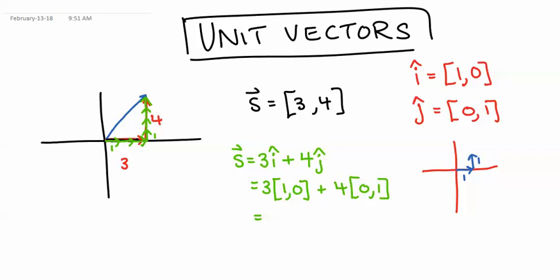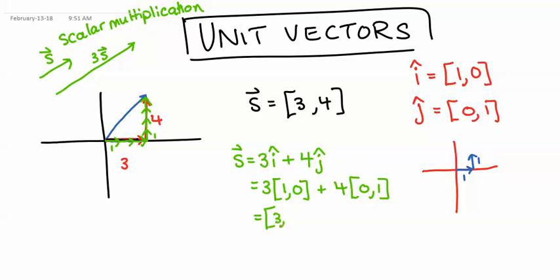If we were to simplify this expression, we can just multiply 3 by this vector. That's scalar multiplication. Remember, if we had a vector of length 1, we can multiply that by 3, and we just have 3 times that vector. That's called scalar multiplication, and that's what we're using here. So we turn this into vector 3, 0, because I'm multiplying it by 3, and this vector would become 0, 4.